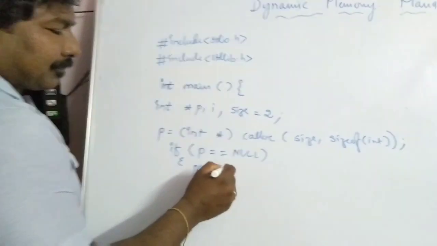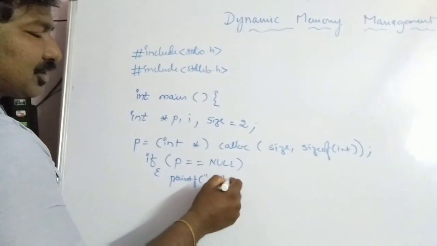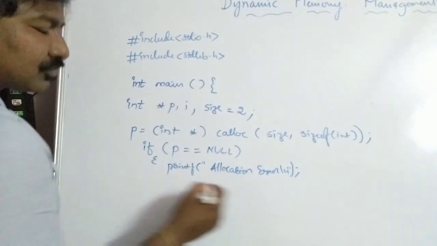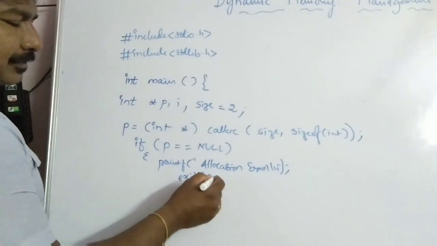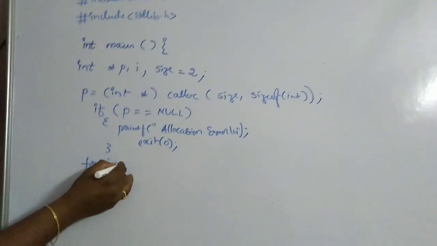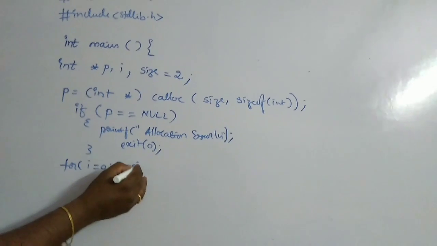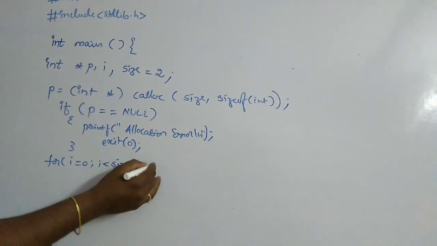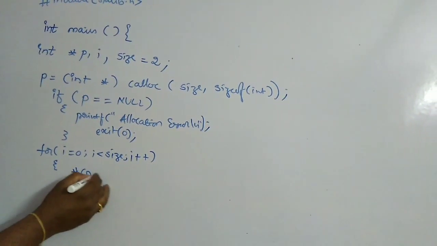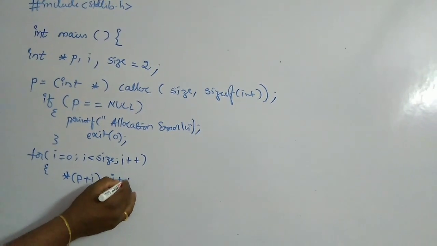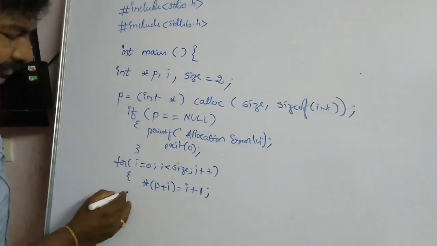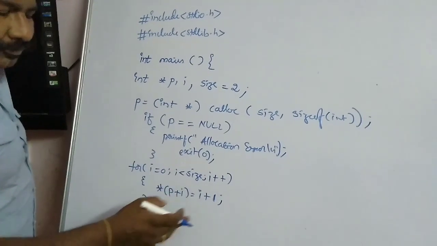So printf allocation error, and we need to close the program execution. So exit 0. Otherwise we'll continue with, for i equals to 0, i less than size, i plus plus, star of p plus i is equals to i plus 1. I am using the example statements of the previous program, just placing 1 and 2. So this for loop will run 2 times and place the values 1 and 2.